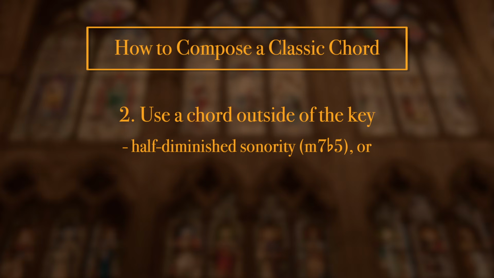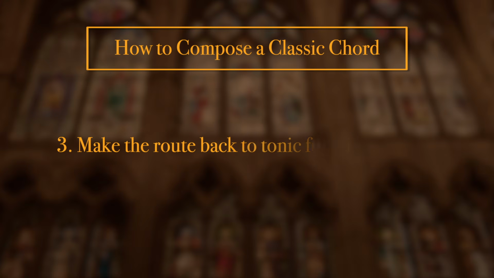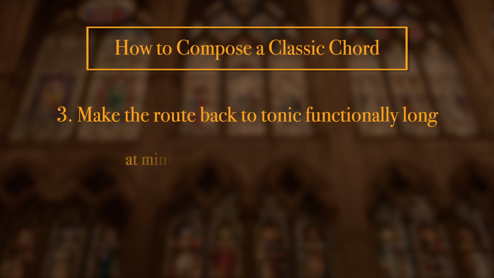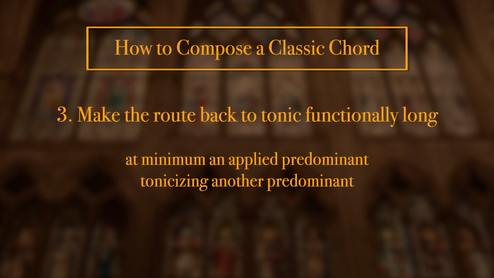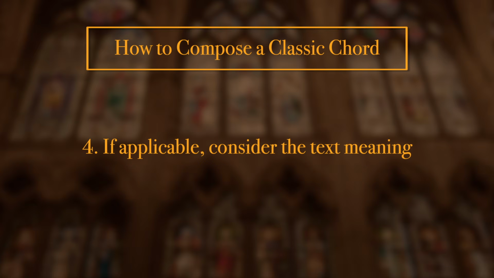If you don't want to use a half diminished sonority, I recommend something spicy with 4 or 5 different notes in it. Third, once you have your unusual chord, try to make the route back very long by at a minimum making it an applied predominant to a predominant. If applicable, my fourth recommendation would be to take into consideration text meaning if there is any. Willcocks clearly wanted to make the Word of God feel special.